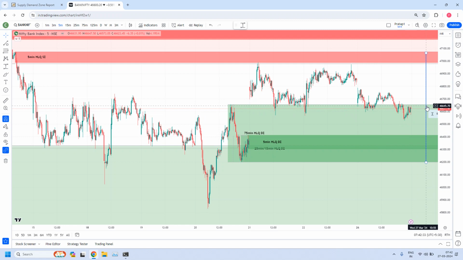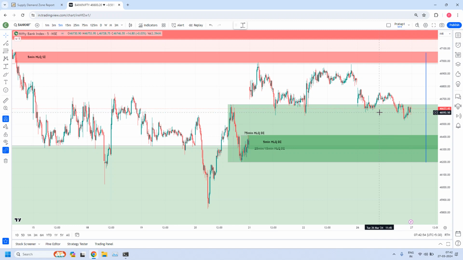But there is a possibility that yesterday some high liquidity zones might have been created. That possibility is there. If that is the case, this range will alter. Because in the previous video, Nifty analysis, we have seen a 5 minutes new high liquidity zone created yesterday. That is the reason why Nifty's range is changed.